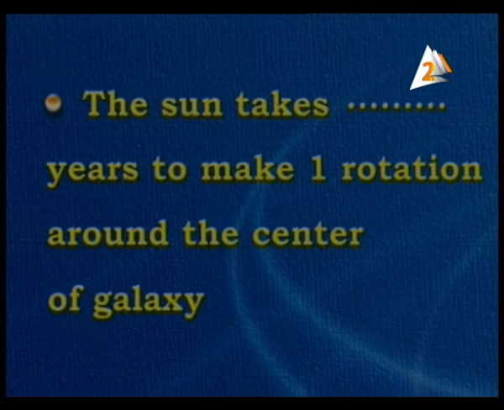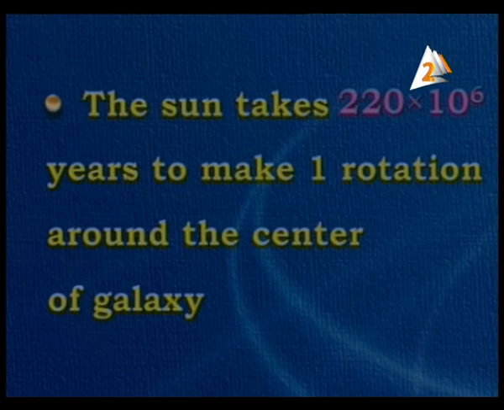What about the time the sun takes to make one rotation around the center of the galaxy? It's a good question. I need a number to tell me about the sun in this case. This number is 220 times 10 to the power of 6. It means 220 million years to make one rotation around the center of the galaxy. It's a very large number. It is not large, it's a huge number.